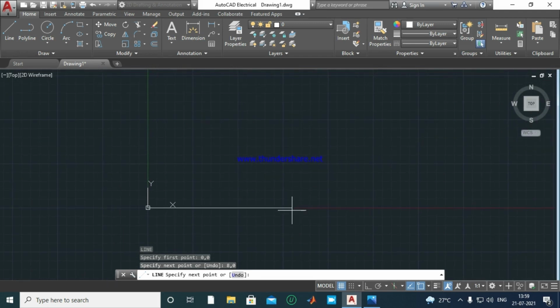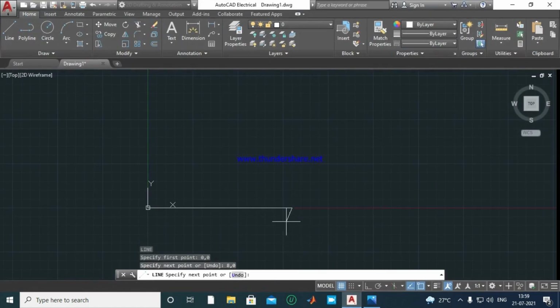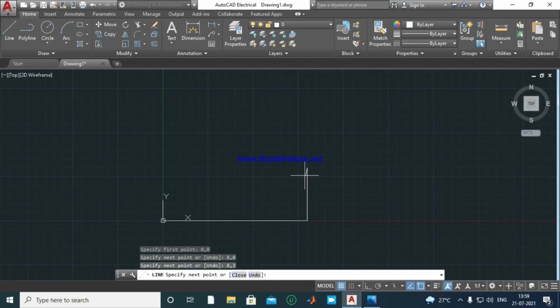Now from this location I need to draw a line of length, how much is that? 3. We know that at this location the x coordinate value is 8. Now from this location we are going to draw the line in the y direction, of length 3. So I will give 3 here and hit enter. This way the line has been drawn.